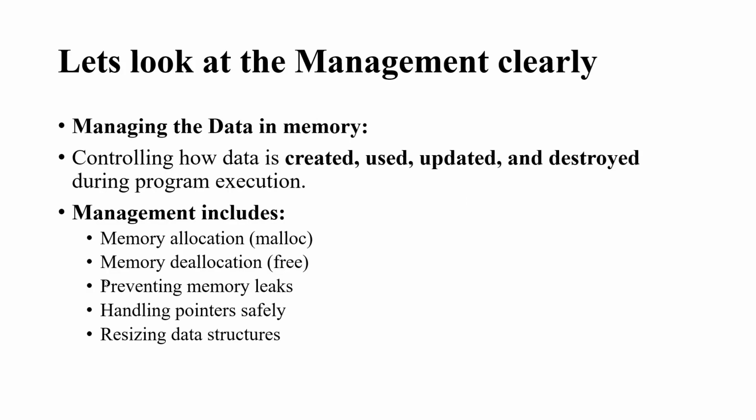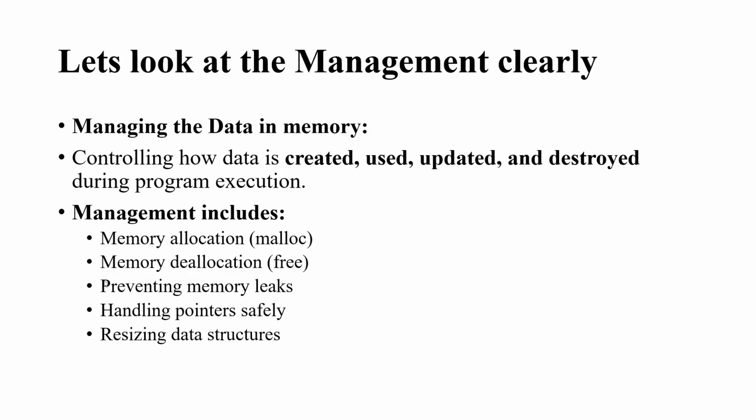And when it comes to the management of data, management means controlling how data is created, how data is used, and how data is destroyed during program execution. When you want to create a particular element in a program, you need to allocate some memory, right? That is called memory allocation. In C, we will use malloc as part of dynamic memory allocation. We'll see what dynamic memory allocation is in upcoming video lectures.